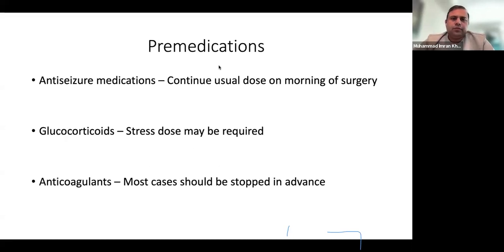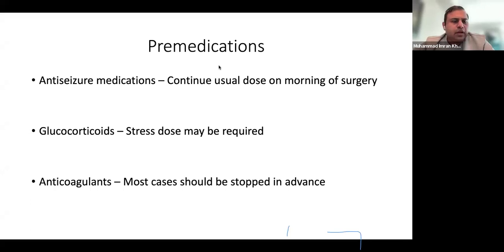Then for the pre-medication, a lot of patients undergoing craniotomy, whether it's posterior fossa or even temporal or frontal craniotomies, are taking anti-seizure medications, which can affect the metabolism of a variety of drugs, including neuromuscular blocking agents. However, patients should be instructed to take their usual dose of anti-seizure medications on the morning of surgery, unless the patient is going for seizure focus mapping. For patients who are on glucocorticoids, they may require a stress dose intraoperatively.